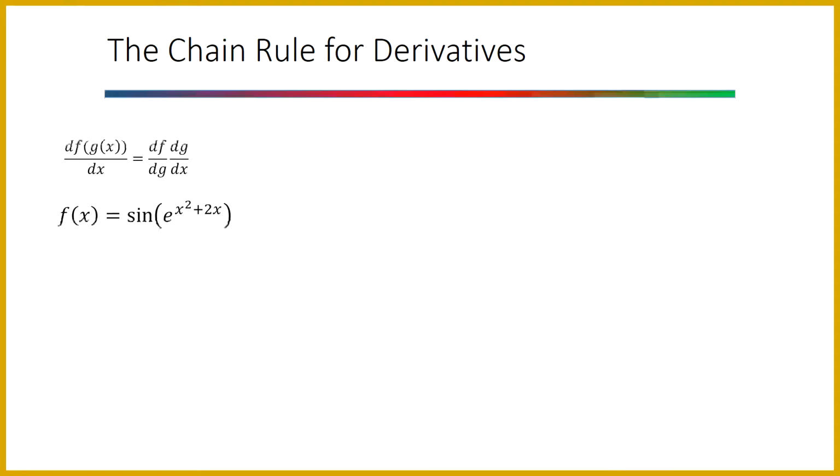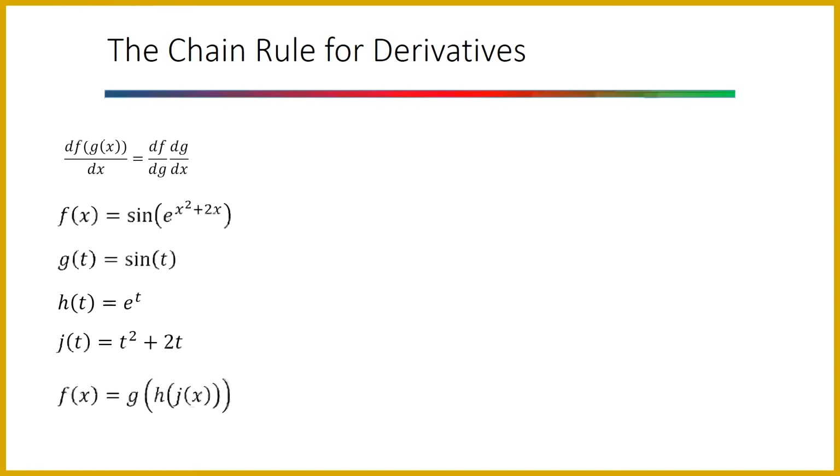Let's first off break this up into parts. Well, this function includes a sine function. So let's write a function g of t equals sine of t. This function also includes an exponential. So let's write another term, h of t equals e to the t. And f of x also includes a polynomial. So let's write that j of t equals t squared plus 2t. Now this means that we can write that f of x equals g of h of j of x. We can also write that h of j of x equals e to the x squared plus 2x.